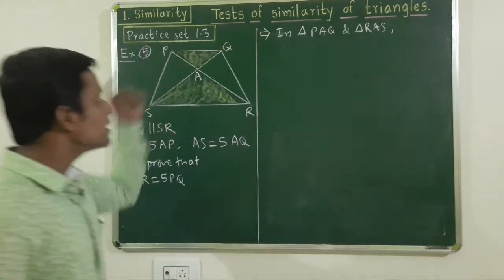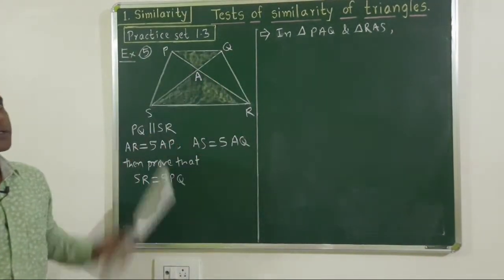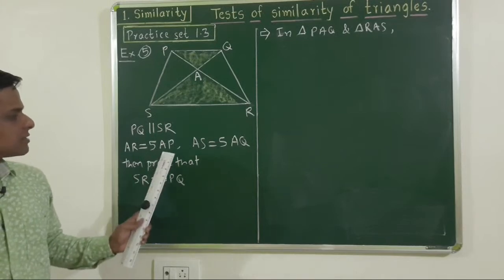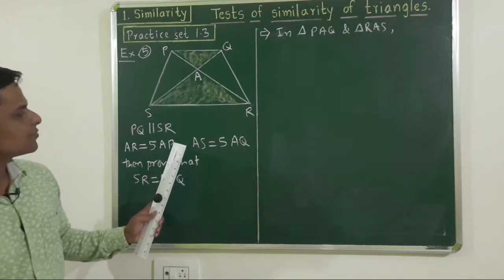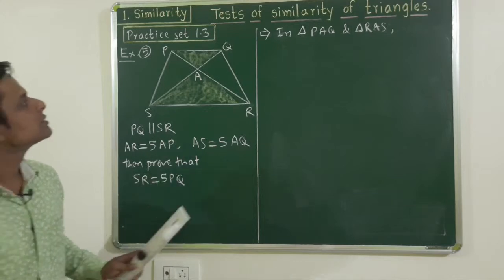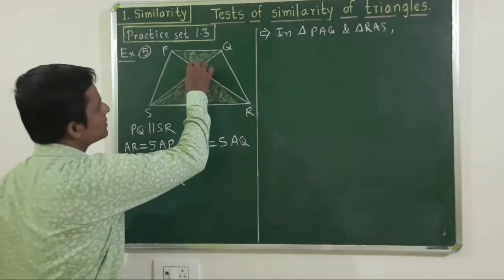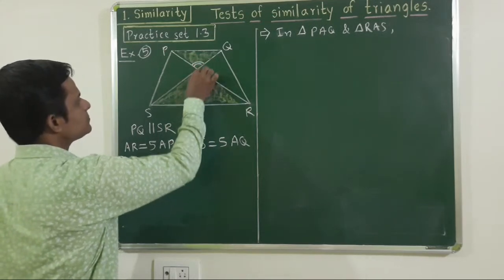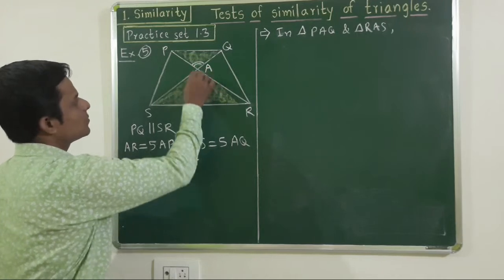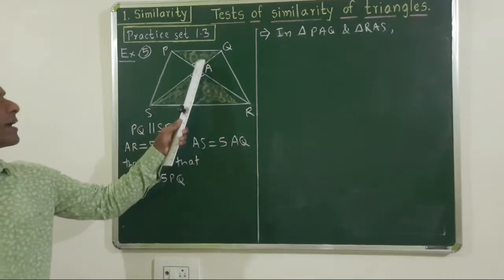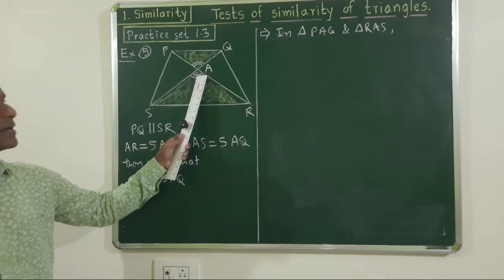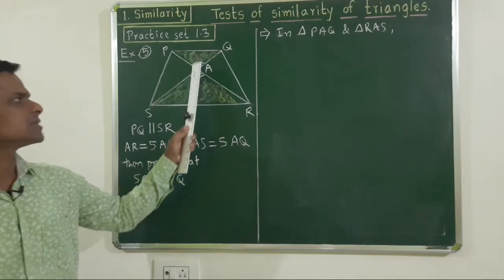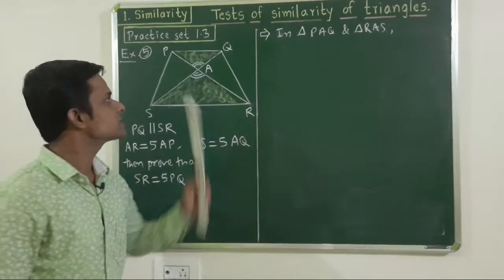Now in triangle PAQ and triangle RAS, what about congruent parts? Nothing about sides is given. There is a relation about sides given, but that we will use afterwards. What is given indirectly are these two angles. What is the type of these two angles, angle PAQ and angle RAS? These two angles are called vertically opposite angles, and vertically opposite angles are always congruent.